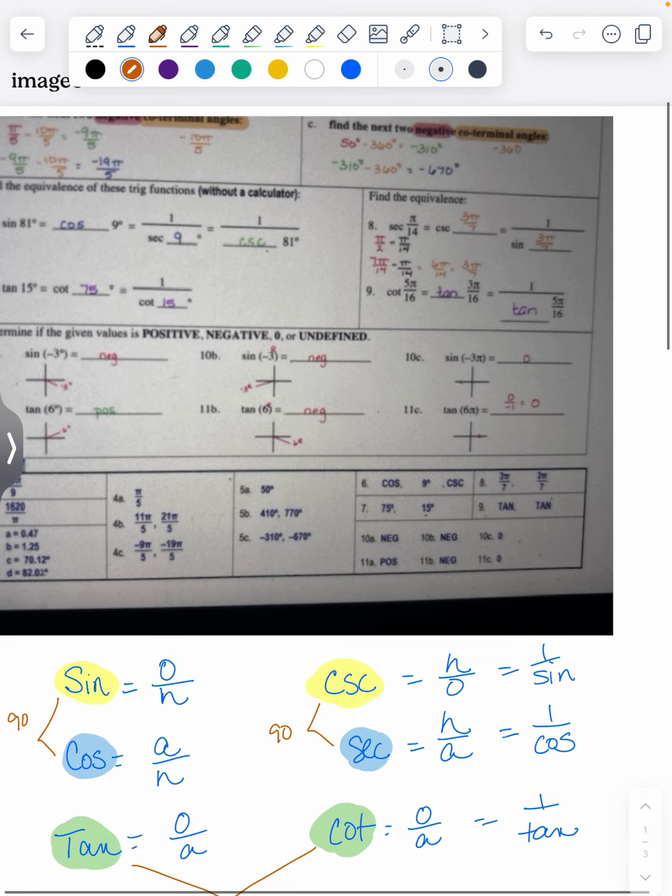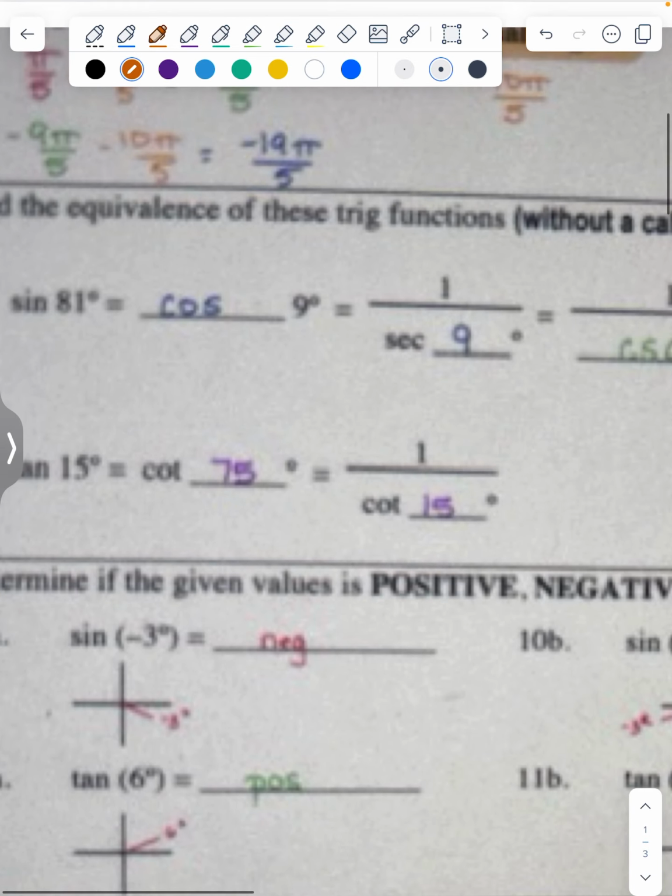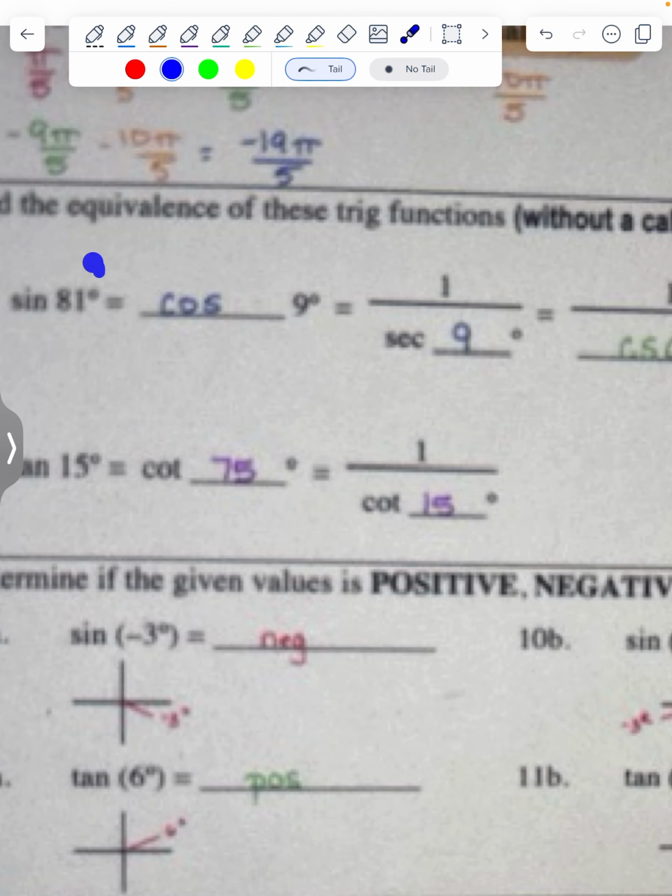So all they're doing here is, we see they give us sine of 81. Well, they're giving you the 9. That means they make 90. Well, who is sine's BFF? Cosine, because they make 90. So that's where they're getting the cosine.